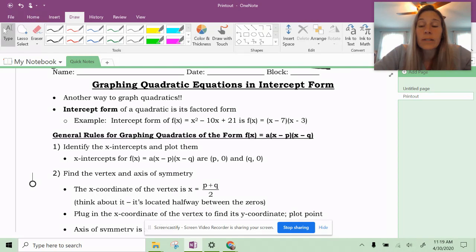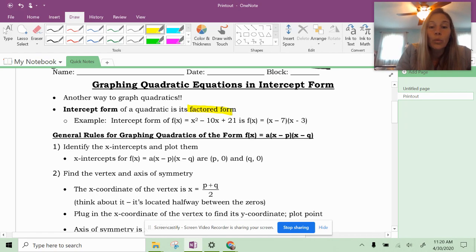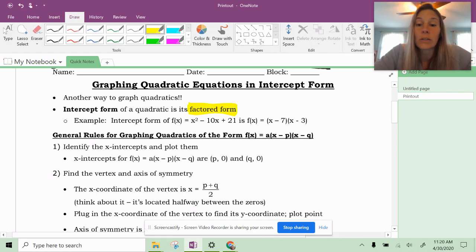Graphing quadratic equations in intercept form. So really, it's just taking the factoring that we were doing in the last chapter and putting that information onto a graph. So intercept form of a quadratic is its factored form. We spent weeks going over how to factor these quadratic equations and get them into these two little parentheses.